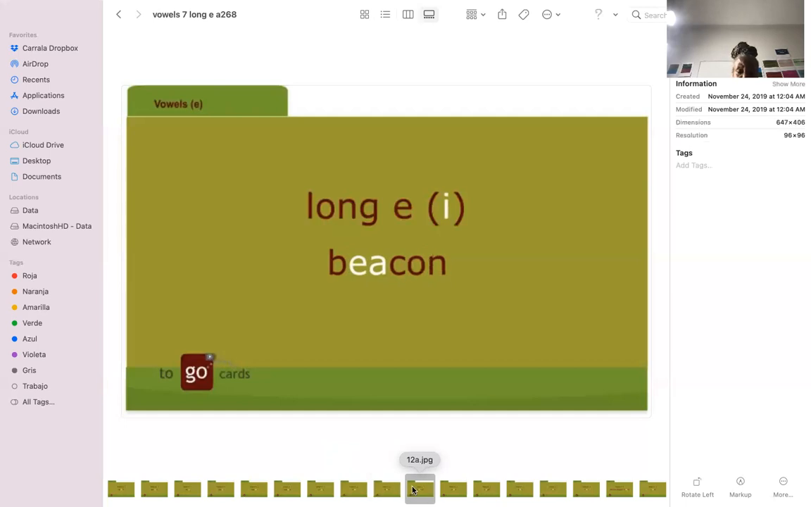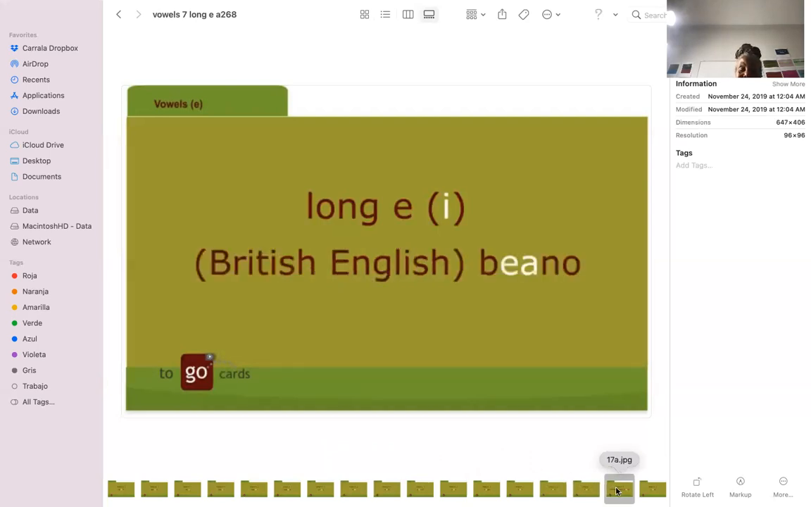Let's go. Beacon. Bead. Beagle. Beak. Beam. Bean. Beano. Yes, that's a British expression. Never use it. Never. That's why I put British English.